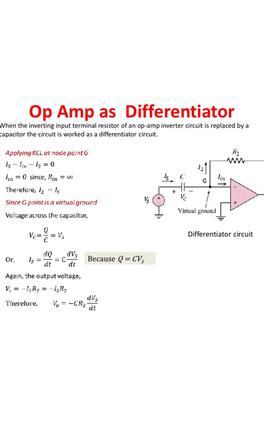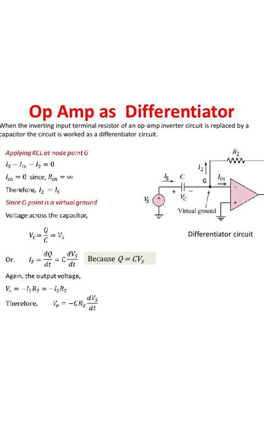Is minus In minus I2 is equal to 0. In is equal to 0 since Rin is equal to infinity. So I2 is equal to Is. Since G is a virtual ground, the voltage across the capacitor Vc is equal to Q divided by C, that is equal to Vs. So Is is equal to dq by dt, that is equal to C dVs by dt, since Q is equal to CVs.